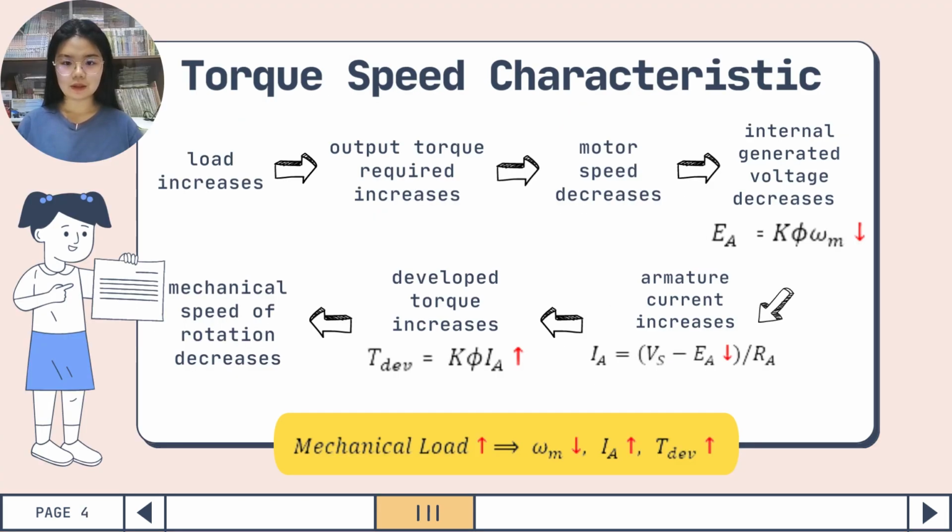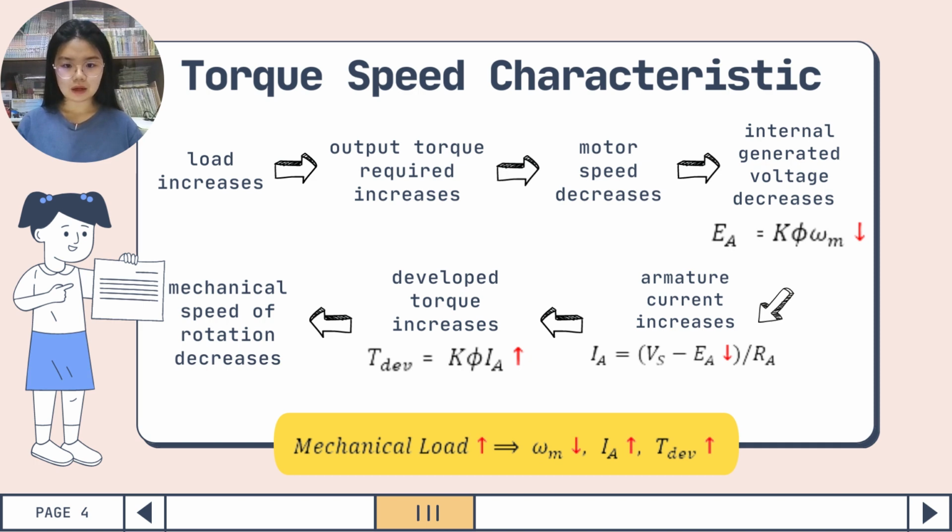Now I continue to talk about the torque speed characteristic of the separately excited DC motor. When the load increases, the output torque required to drive the load will increase. Hence, the motor speed will slow down. Consequently, the internal generated voltage drops, which can be shown by the formula Ea equals K phi omega m. Then the armature current in the motor will increase according to the formula Ia equals Vs minus Ea divided by Ra. So, from the formula T developed equals K phi Ia, we can notice that as the armature current increases, the developed torque increases.